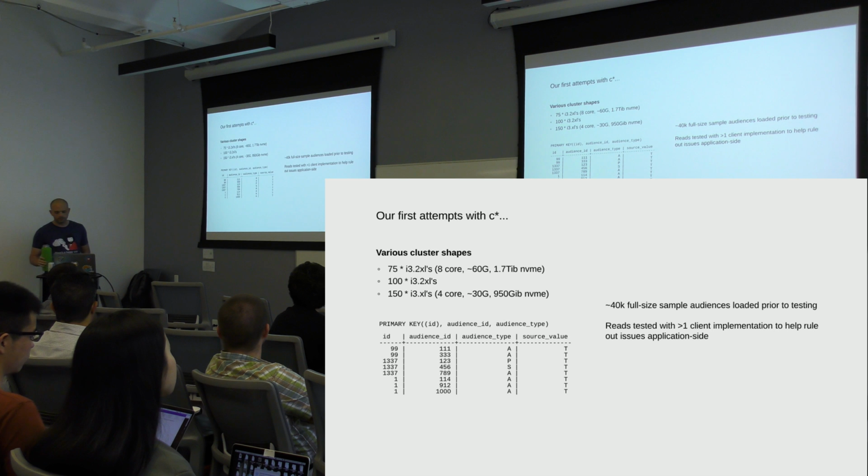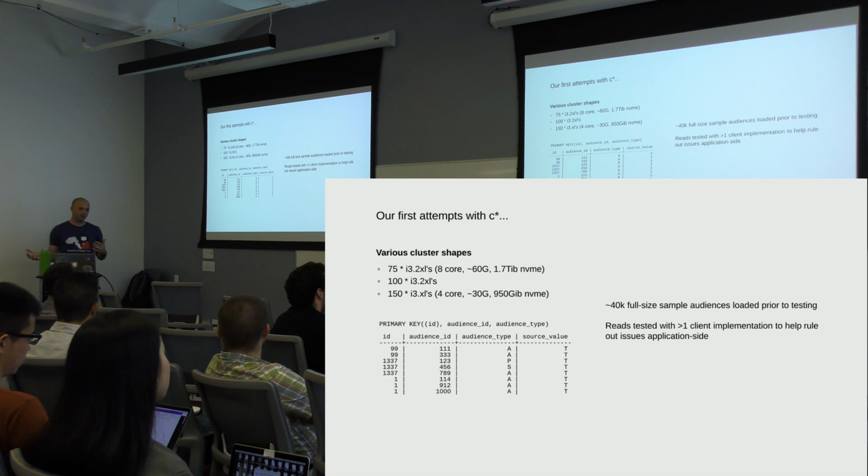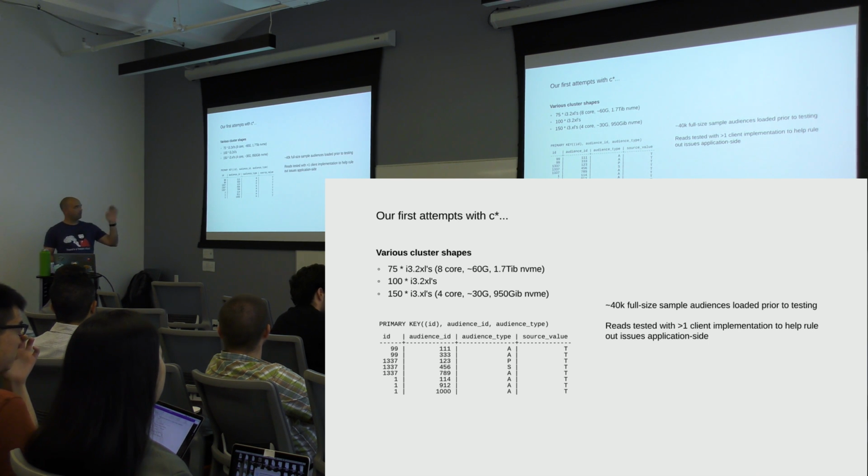First stab with Cassandra. We took our footprint, the amount of data that we had, and tried to use that to influence our cluster sizing. We went oversized initially, hoping we could scale down if we needed to. We were trying to throw money at the problem as quickly as we could and flesh out a solution that works. So we started out with 75 i3 2XLs.